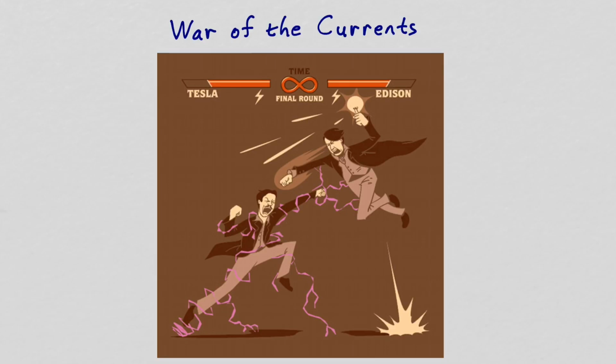Then at the point of use, they could use transformers to now step down the voltage. With this advantage, the AC system became the accepted method for power distribution.